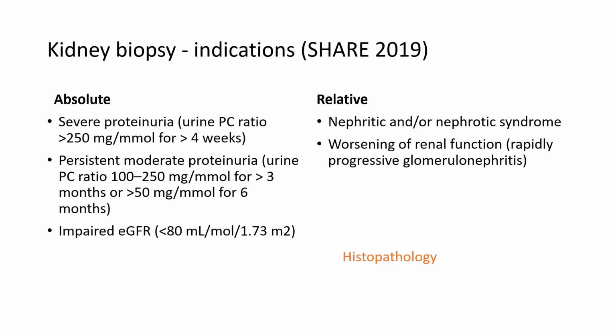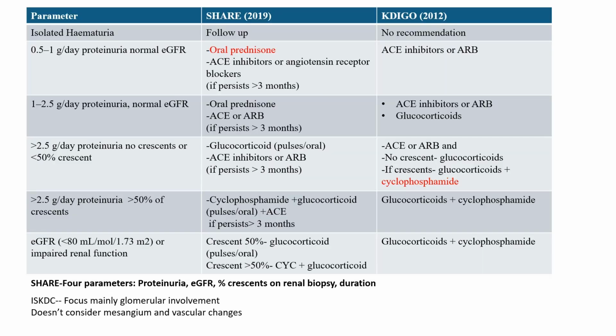In the SHARE recommendations of 2019, there are certain absolute and relative indications to do a kidney biopsy in a child with IgA vasculitis. Any persistent or severe proteinuria, decreasing eGFR, worsening renal function, and nephritic or nephrotic syndrome will definitely warrant a kidney biopsy. What we are looking for in the biopsy is the presence of a proliferative glomerulonephritis and deposition of IgA. But oftentimes pathologists may use only the ISKDC classification to classify the biopsy findings, as was also done in the SHARE 2019 recommendations.